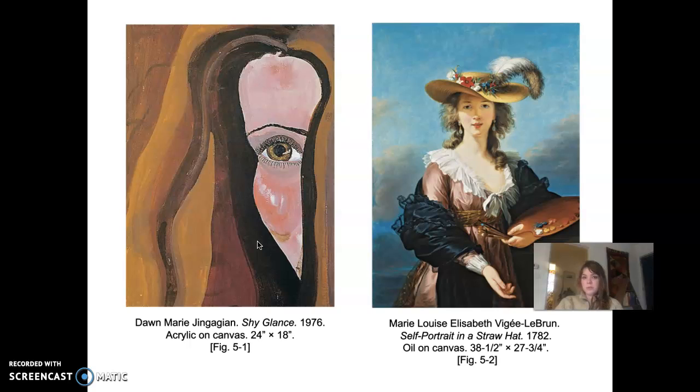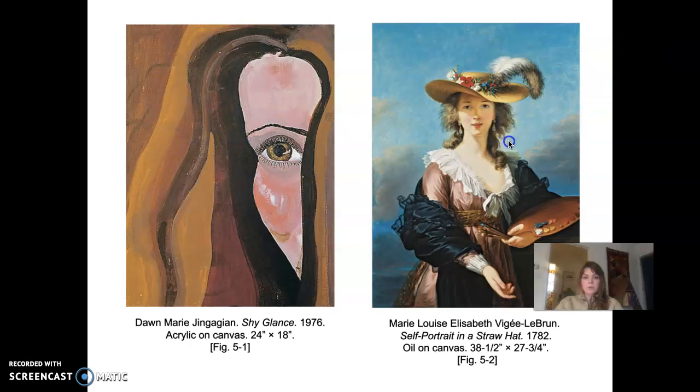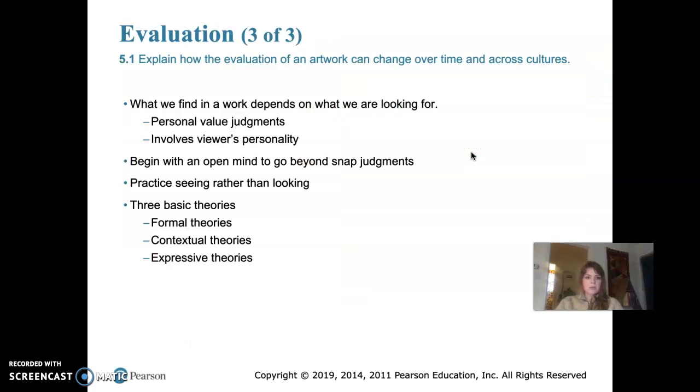So art criticism is different than just your own personal opinion. Art criticism actually is a little bit more structured. It refers to making judgments, both favorable and unfavorable, of a work of art. So let's see here. We'll talk about the formal theory of art evaluation, or art criticism, rather.